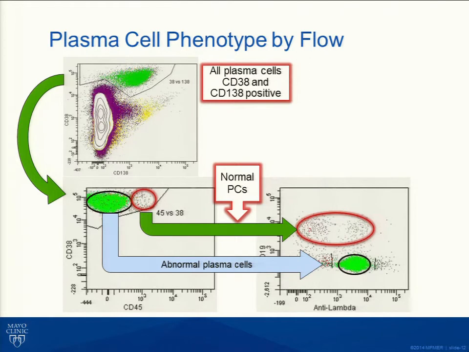In contrast, here are the abnormal plasma cells. They're admixed. They have the same surface density of CD38 and CD138, but they actually lack CD45 expression. And here you can see that they're light chain restricted and CD19 negative.